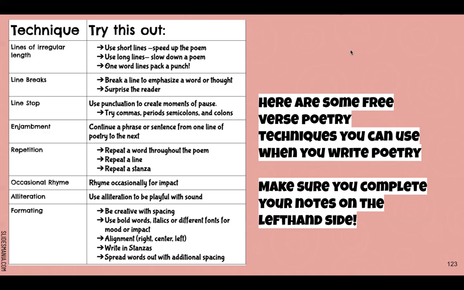So the first one is lines of irregular length. What that means is that you play around with how long lines are. You can use short lines to speed the poem up, use long lines to slow down the poem, or even use one word that you really want to stand out. You could just use one word, that's the whole line.